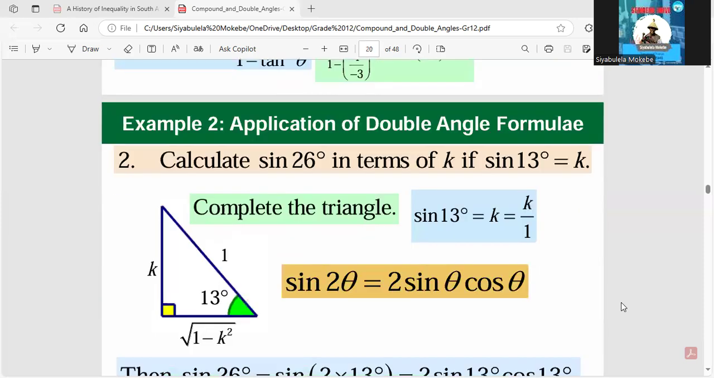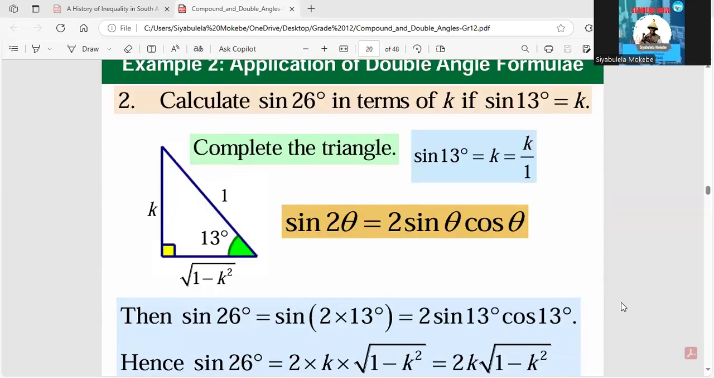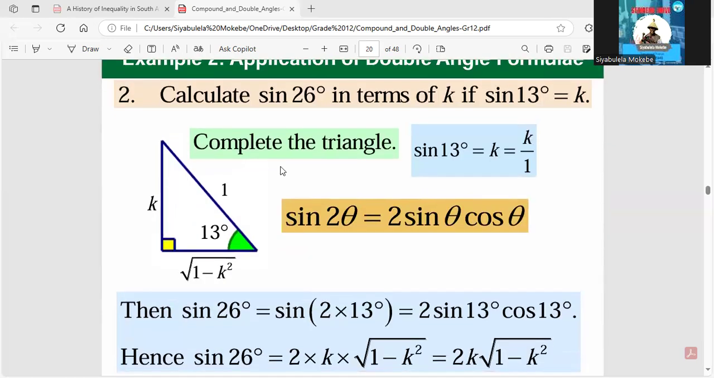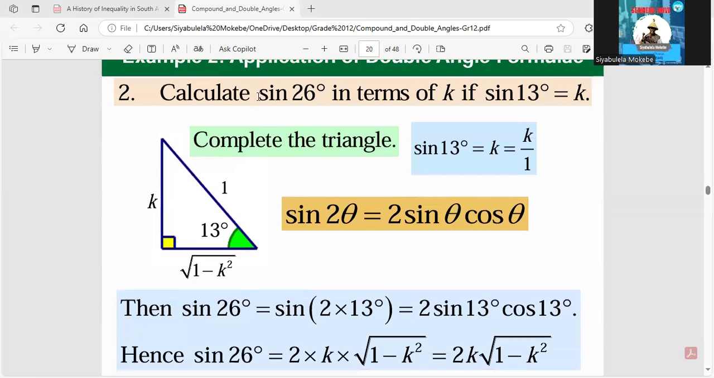Now let's check problem number 2. So this is the question. Calculate sine 26 in terms of k if sine 13 is equal to k. Now this question is similar to the one that we did previously, because 13 degrees is an angle between 0 and 90 degrees. So this is in the first quadrant.